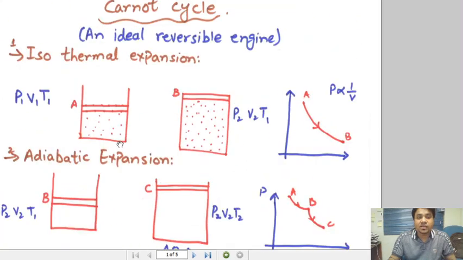In the first process, that is the isothermal expansion, the gas is allowed to expand isothermally. That is, the temperature of this gas remains constant, and the pressure and volume adjust themselves in such a way that the temperature remains constant. If we plot this isothermal expansion process in a PV diagram, you will have an isotherm which is given by this AB curve.